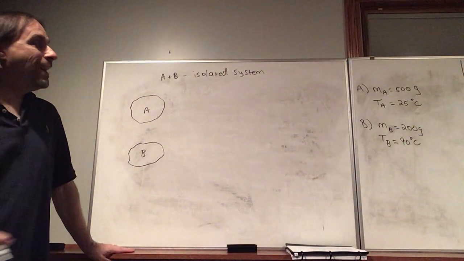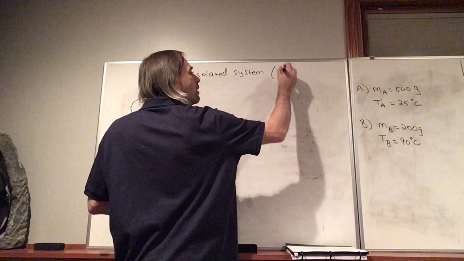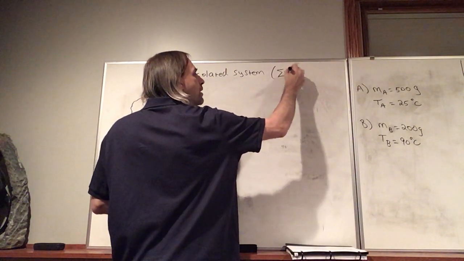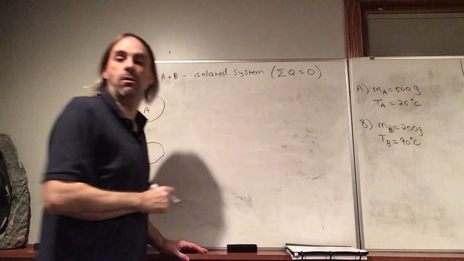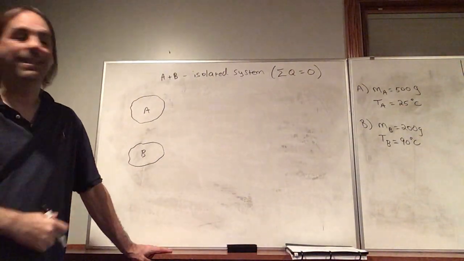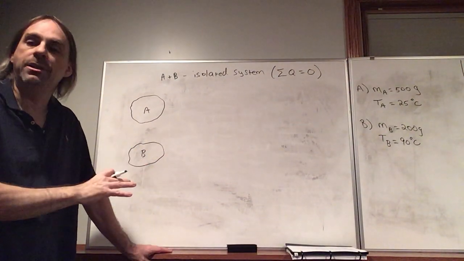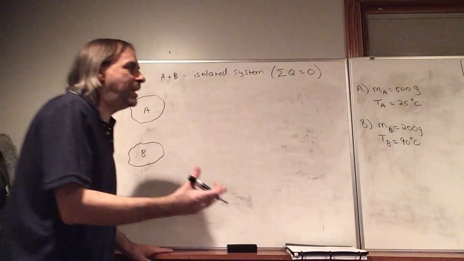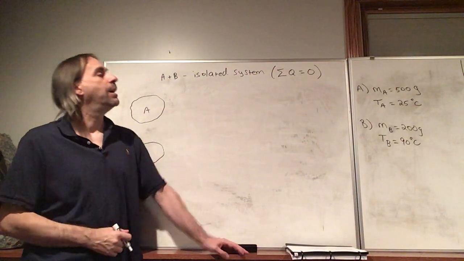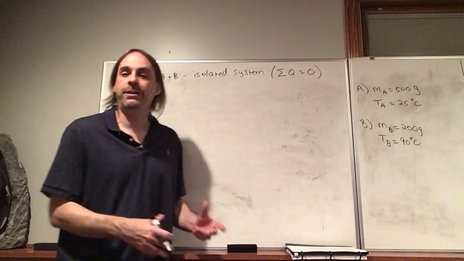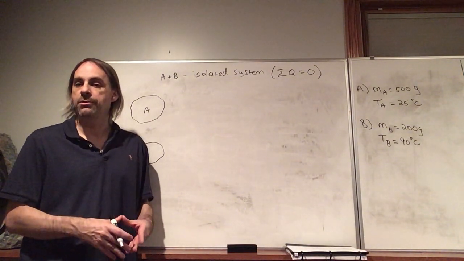Okay, now for an isolated system, we can write down this equation. I'm just going to write this down. Sigma Q equals 0. Sigma just means sum. So there's going to be heat flowing around in our system, but since nothing is escaping or entering from outside, we can say that the total heat in our system remains unchanged.